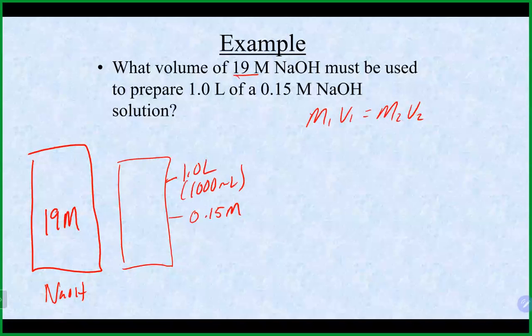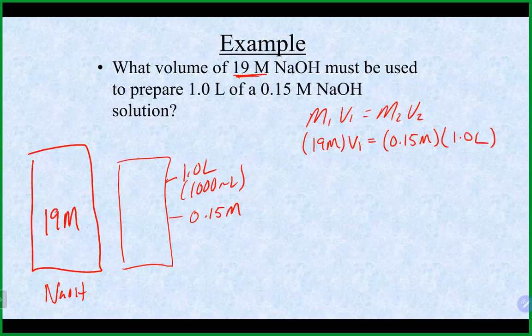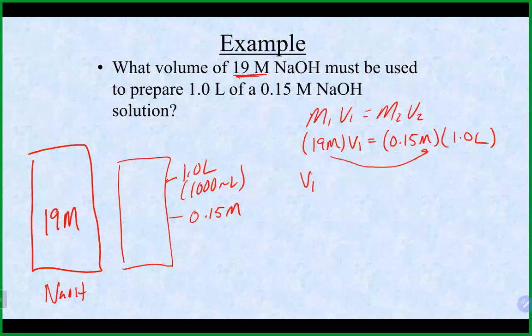Again, the more concentrated solution would be on the ones. So that's going to be 19 molar times V1, which we don't have. We want to end up with a concentration of 0.15 molar and a total volume of 1 liter in this particular case. By the way, it's just sodium hydroxide to sodium hydroxide, so really all we're doing is adding water to dilute it down. We're going to send our 19 molar to this side, and that would give us a V1 that's 0.0079 liters. Or if you wanted an easier number to look at, 7.9 milliliters of our sodium hydroxide.